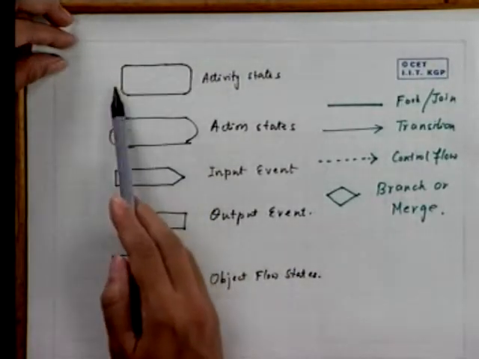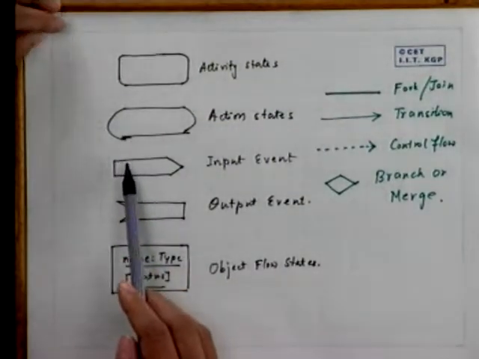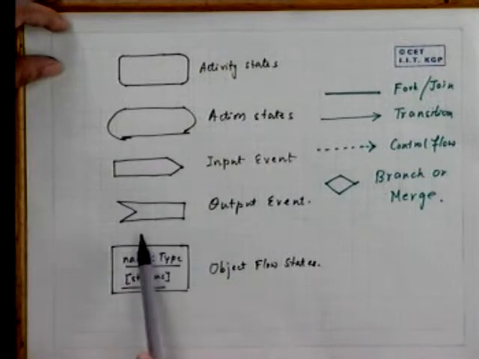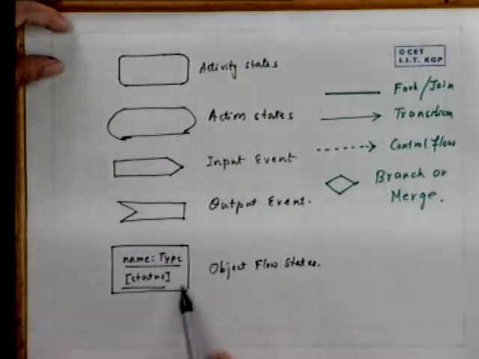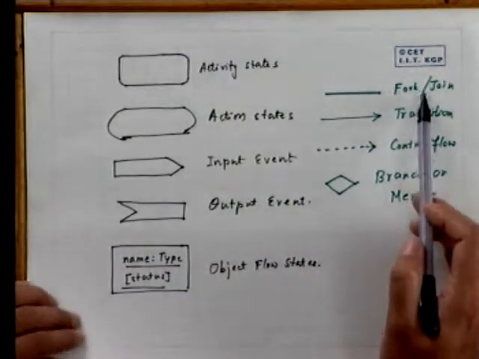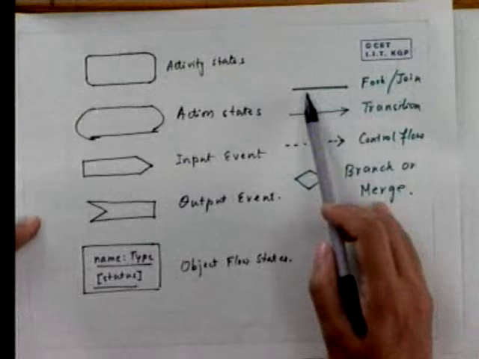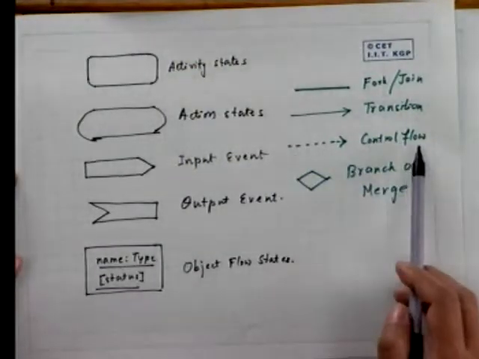This sort of rectangle represents activity states, this represents action states, this arrow represents input event, this arrow represents output event, and this sort of thing represents object flow states. Fork and join are represented by solid thick lines, transitions by arrows, control flow by dashed arrows, and branch or merge by diamonds.